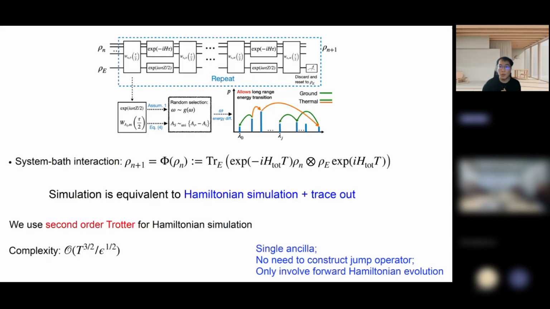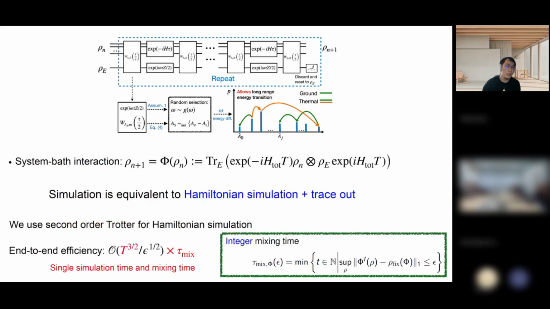The main advantage of our algorithm is we don't require any ancilla qubit, and there is no need to construct the jump operators in our algorithm framework. This is much simpler than the linear combination of Hamiltonian dynamics framework. Okay, and next, if we want to talk about the end-to-end complexity of our algorithm, we need to go back to the mixing time.